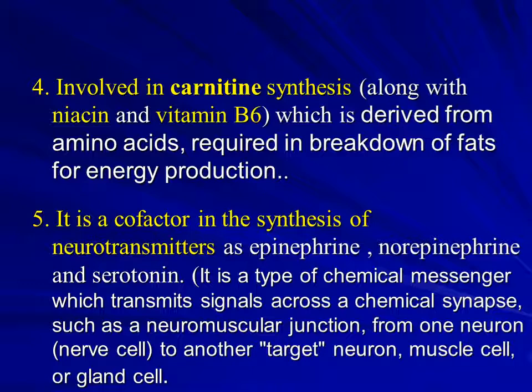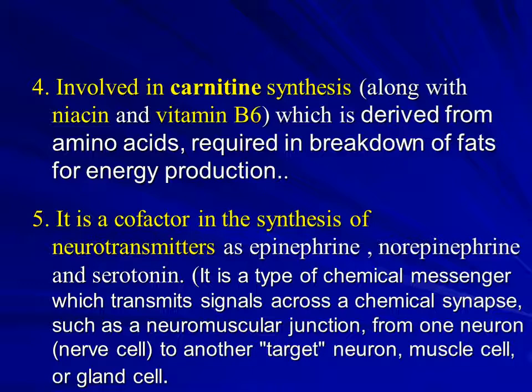Carnitine is derived from amino acid and is required in the breakdown of fats for energy production. So it enters the beta oxidation, we need it to complete the process of fatty acid oxidation and release of energy from fat.